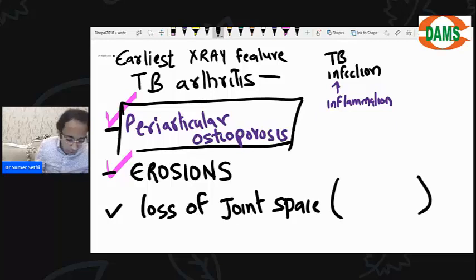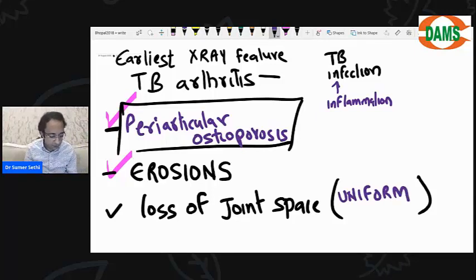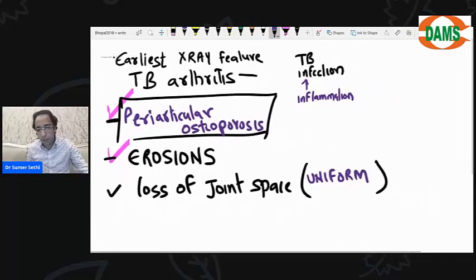My question to you is only one. Let's see how many of you can answer this, beta. Loss of joint space जो TB में होगा, will it be uniform or non-uniform? अब रटे बिना बता देना. ट्यूबरकुलर आर्थराइटिस में जो लॉस ऑफ जॉइंट स्पेस होगा वो यूनिफॉर्म कि नॉन यूनिफॉर्म? If you can answer this, beta, the answer is uniform. Are you clear? Uniform. Why? Because it's an inflammatory condition.